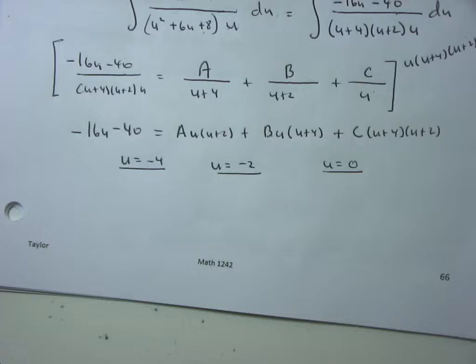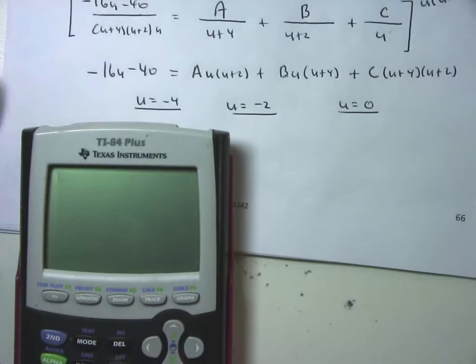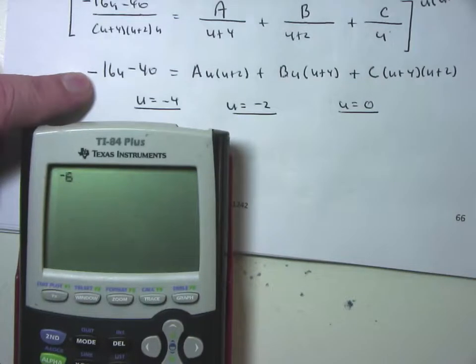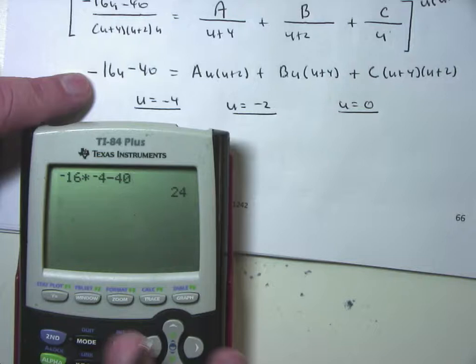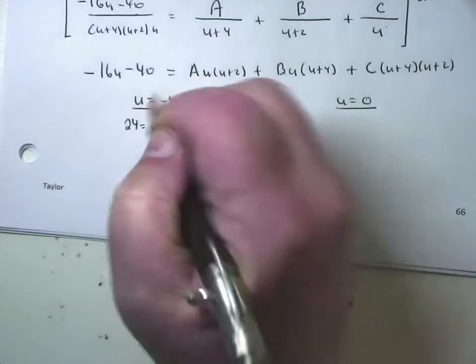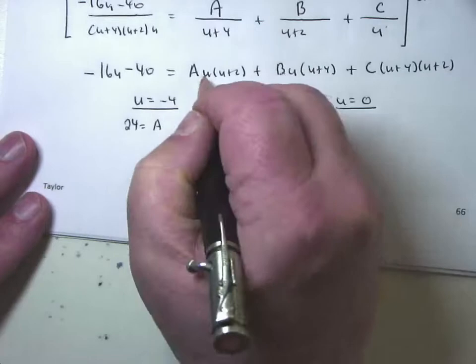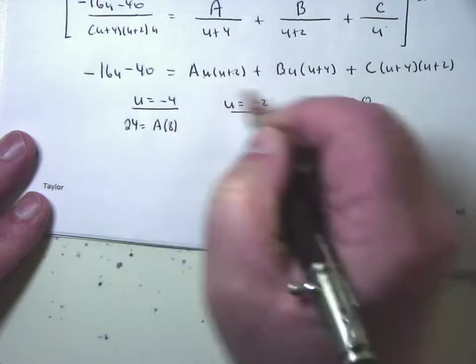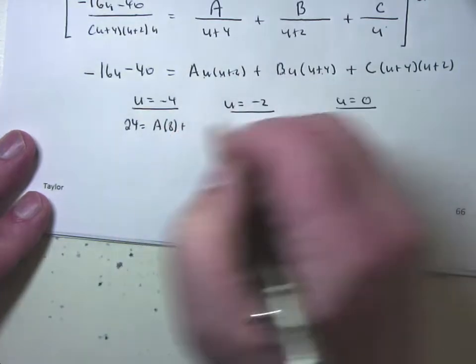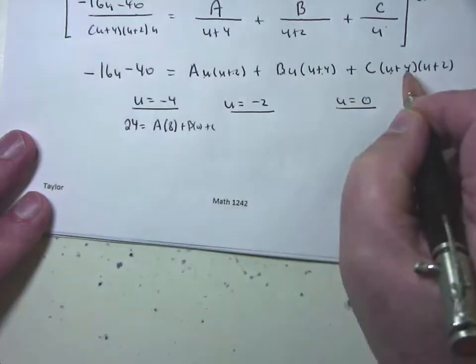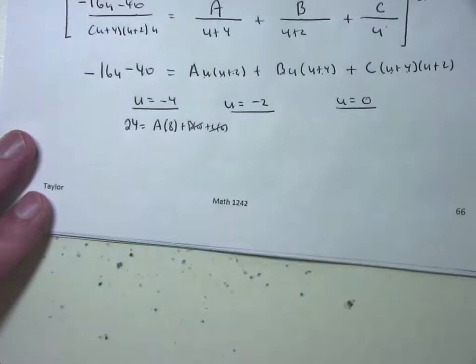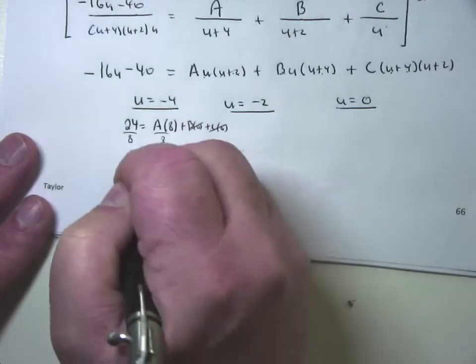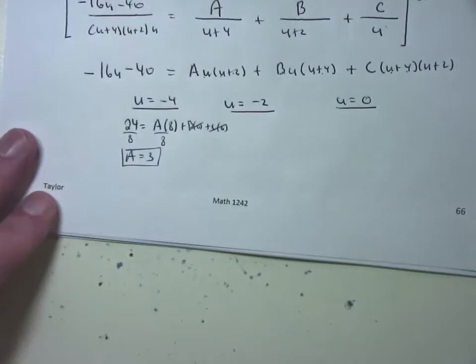Now, plugging negative 4 into this equation, and I'm going to save myself some space and time by using my calculator here. Negative 16 times negative 4 minus 40 is 24. So I get 24 is equal to A times negative 4 plus 2, which is negative 2, times negative 4 plus negative 2, which is 8. The B and C terms are times 0, so those terms go away. I divide by 8. What is A equal to? 3. One letter down, 2 to go.